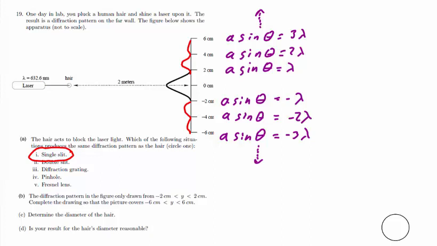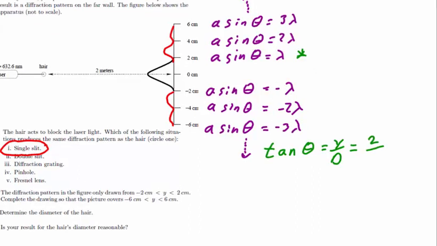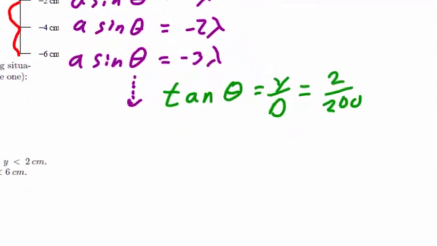We can select any particular feature. I'm going to select the first minimum, and as the starting point we recognize that for all features on this graph, the tangent of theta is y over d. With a y of 2 centimeters and a d of 200 centimeters, we're able to solve for the angle theta to this first feature, yielding 0.5729 degrees.